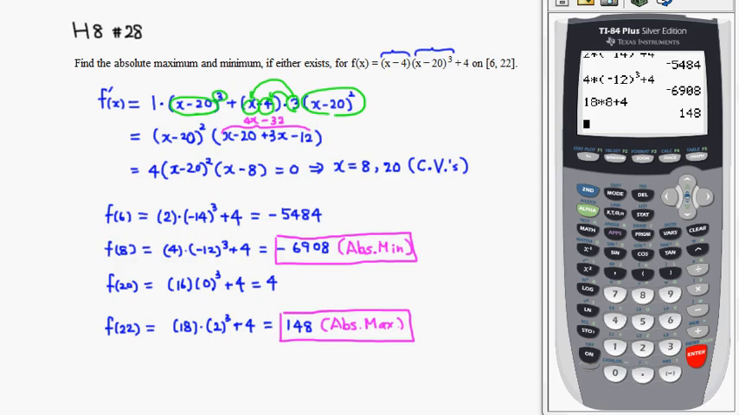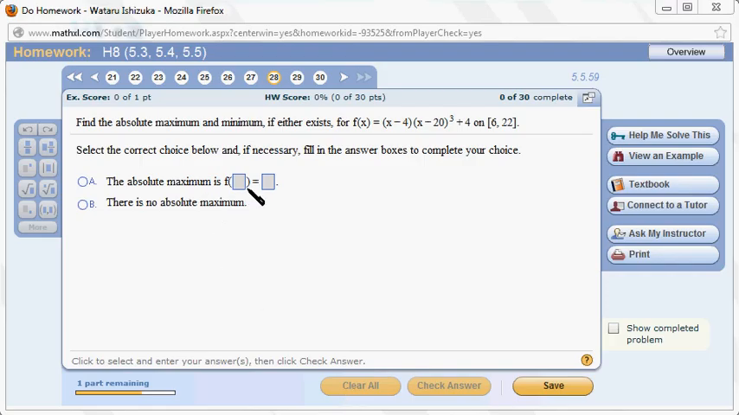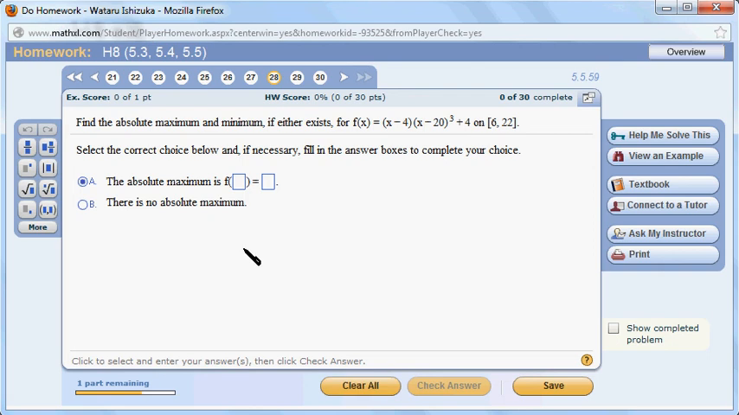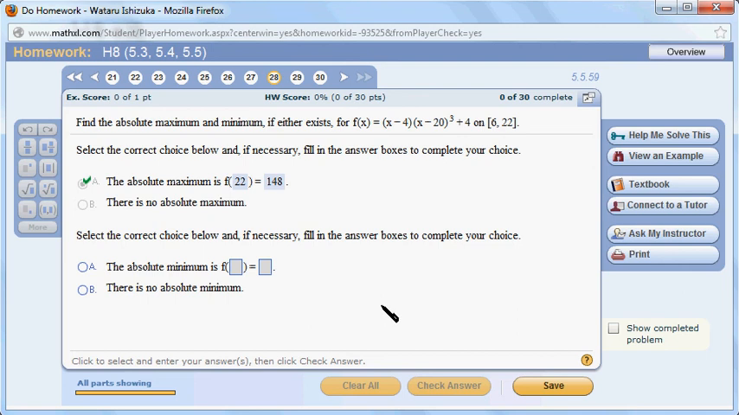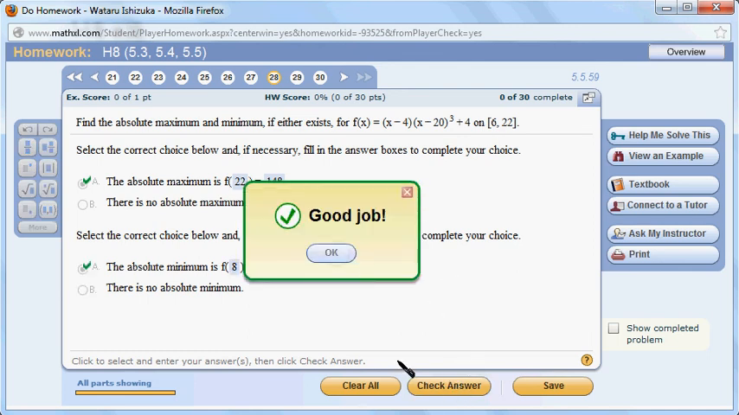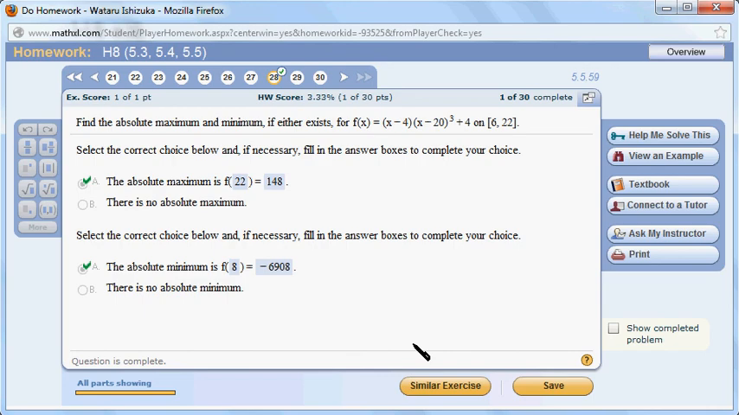All right, so let's type it in. The absolute maximum occurs at x equals 22, and the value was 148. Let's check the answer. All right, we got that. And the absolute minimum occurs when x equals 8. Then it came out to be a rather big number, negative 6,908. Oops, there's one extra 0. And check the answer. All right, we got that. All right, that's it. I hope that this was clear.